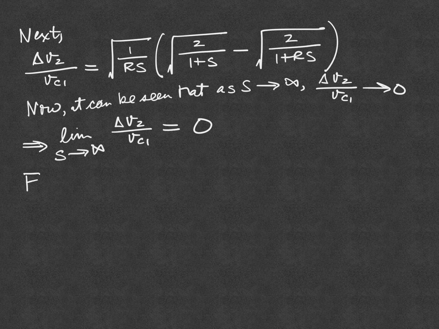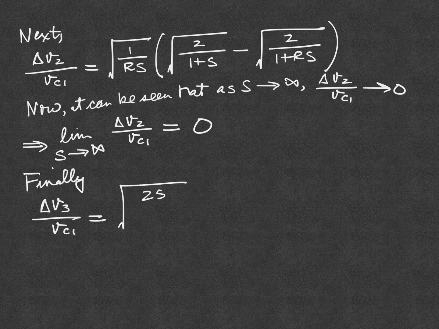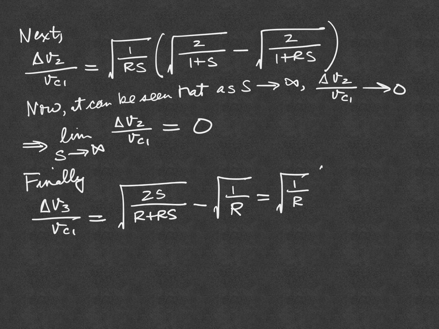So finally, delta v3 divided by vc1 is equal to the square root of 2s over r plus rs minus the square root of 1 over r, which is equal to the square root of 1 over r times the square root of 2s all divided by 1 plus s minus 1.